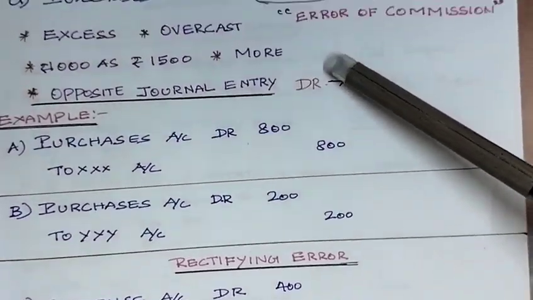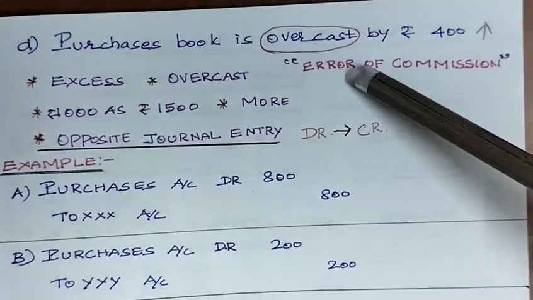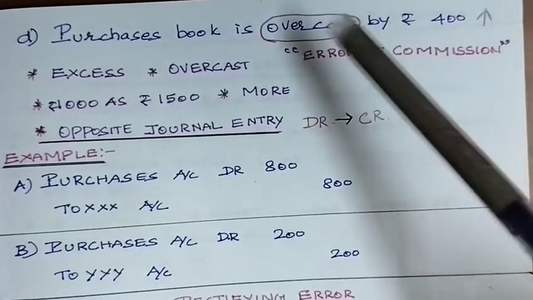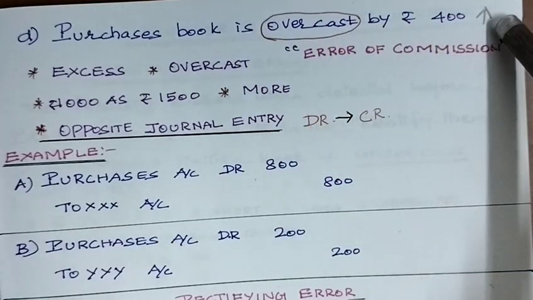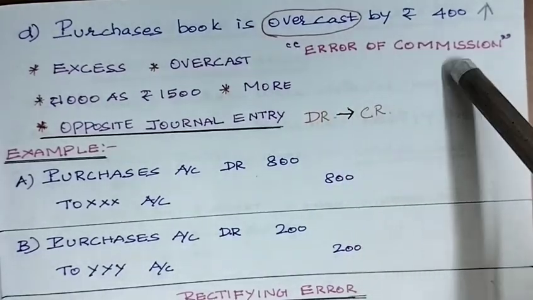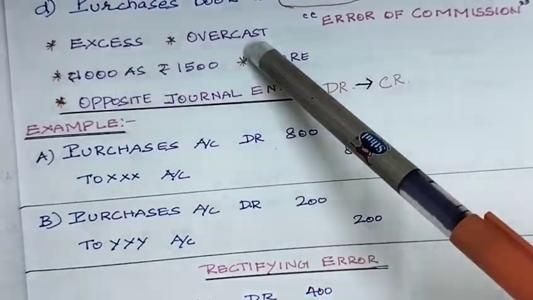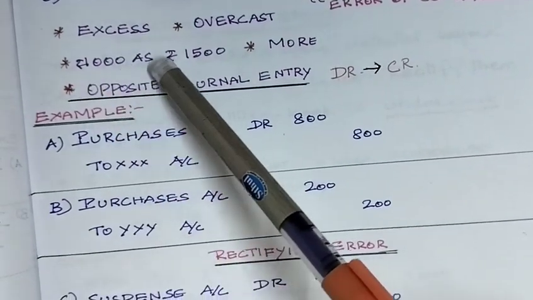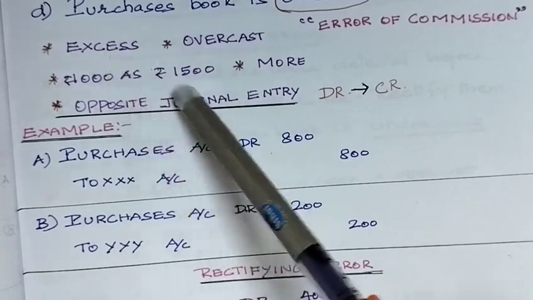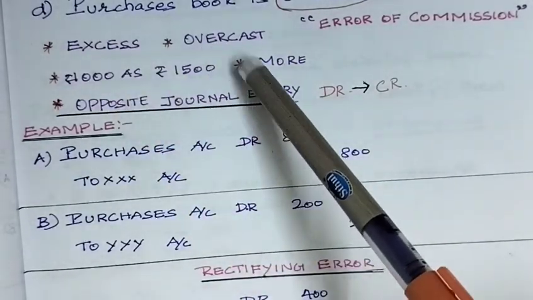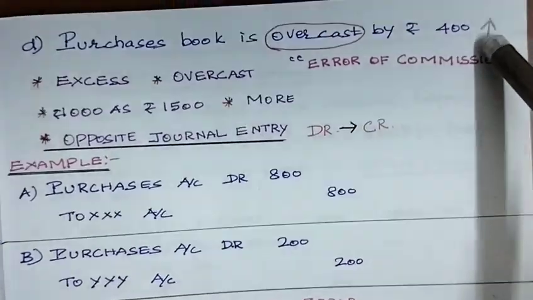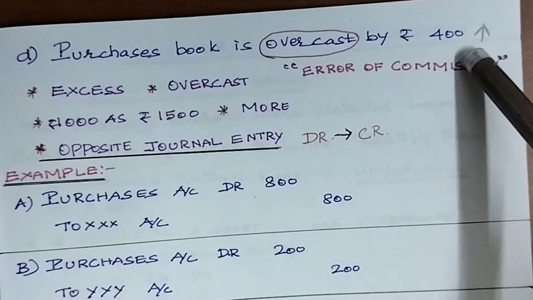Whenever you see "over cost", which means 400 rupees increased, purchases booked 400 rupees increased. How do you rectify this error? This error is called error of commission. Whenever you see "excess over cost", 1000 rupees instead of 1500 or more, or this kind of word, which means increased 400 rupees, this is the error. How do you rectify it?